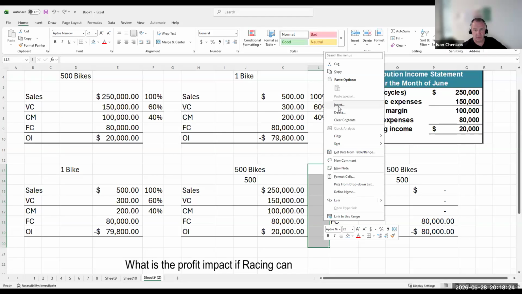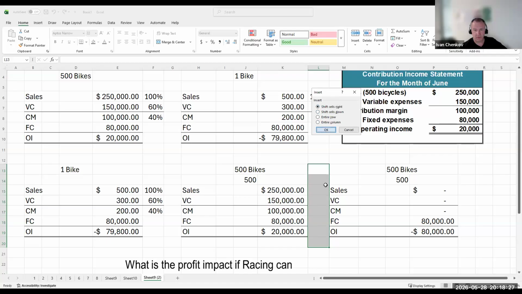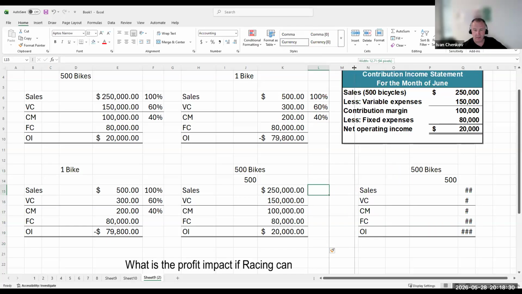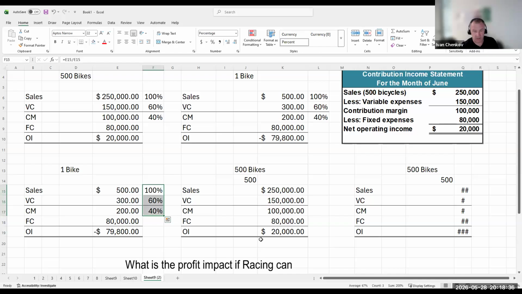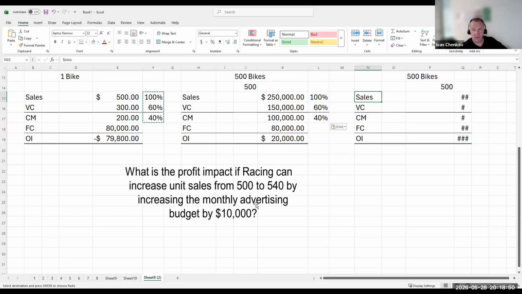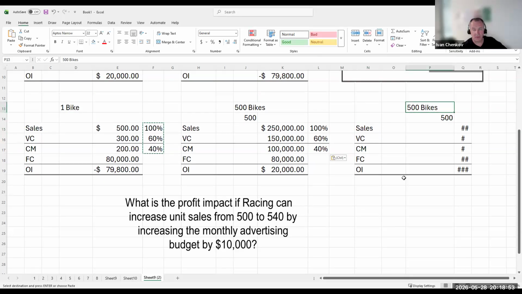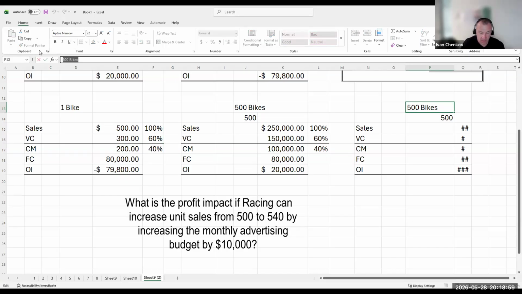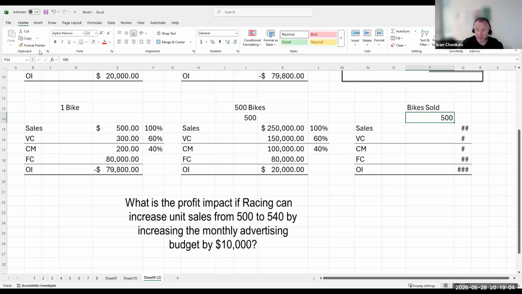So there are two ways to approach this one. Let's push this right a little bit, and yes, the cells like this. There are two ways to approach this question. One way is to run the entire calculation. The other way is to see only the differences. Let's run the entire calculation. The entire calculation is, let's go here, bikes sold. Now I'm selling 540 bikes.